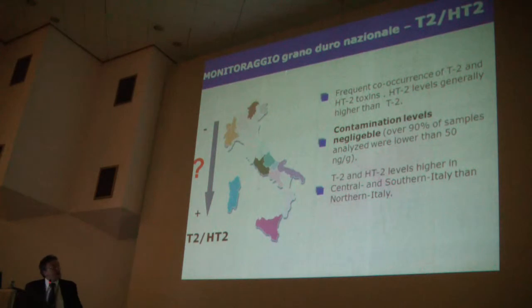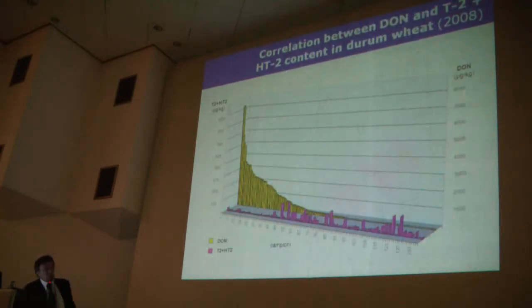And this work done by our colleague Pascale together with Lippolis from our institute has also shown that there is a negative correlation between DON and T2 and HT2 content in durum wheat. Well, prevailing DON is usually low T2 and vice versa.